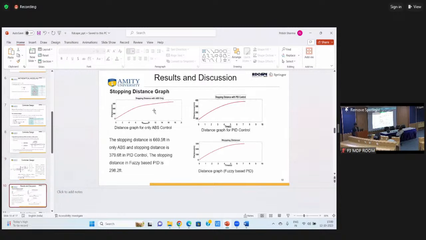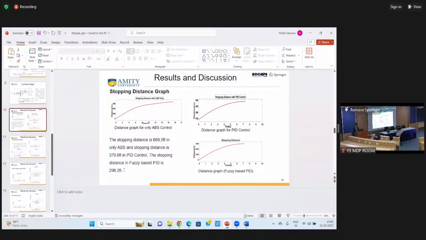If you talk about the results, with only ABS control, without any controller, I am getting 669.65 feet as the stopping distance. If I use the PID control, I get 379.6 feet as the stopping distance. And if I use the fuzzy gain scheduled PID controller, I get 298.2 feet as the stopping distance after applying the brake. So here I am getting the lowest stopping distance.